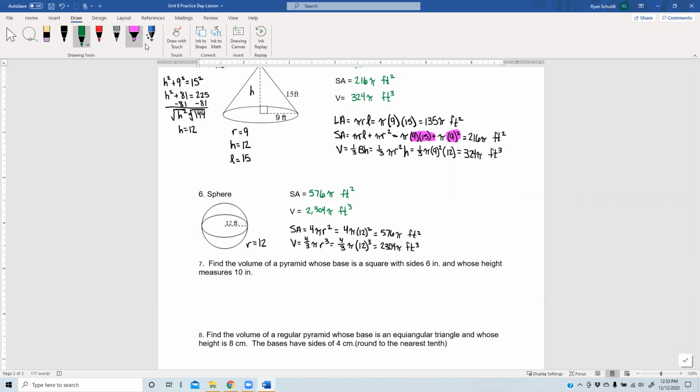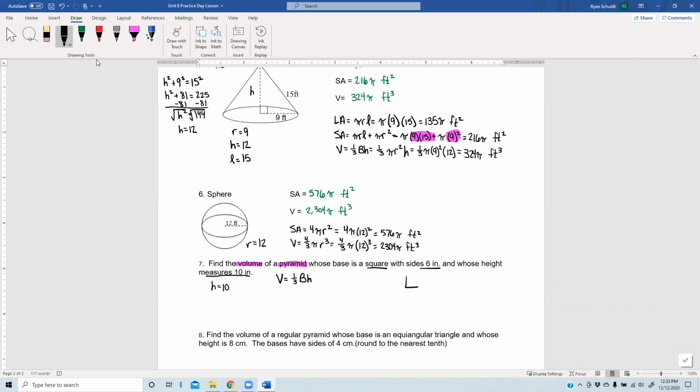Now number 7. They ask us to find the volume of a pyramid. So let's stop here and write our formula for the volume of a pyramid. Volume of a pyramid is 1/3 BH, whose base is a square with sides of 6 inches and whose height is 10 inches. Okay, so I need H. Well, they tell me that. They tell me H is 10.